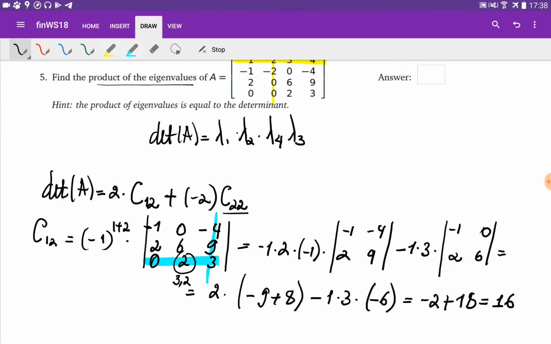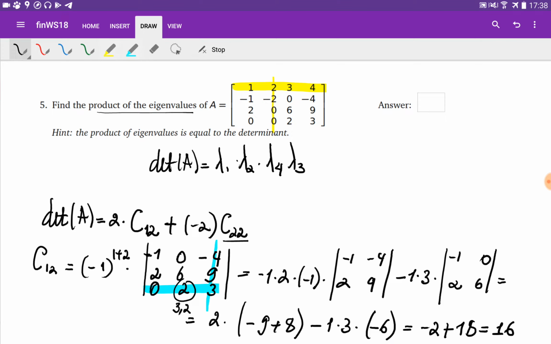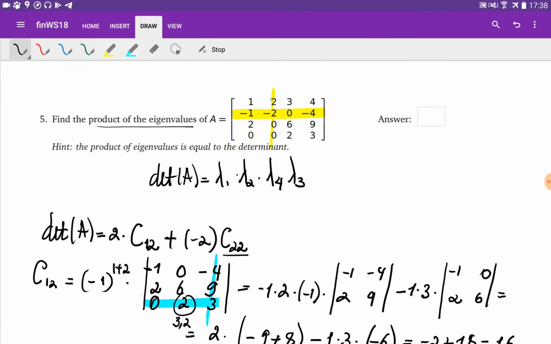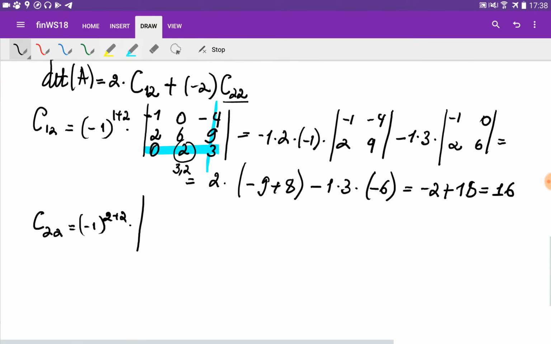The cofactor Ctt is obtained by eliminating the row and the column where this minus t is located. So Ctt is minus 1 to the power of 2 plus t multiplied by the determinant of the matrix obtained by eliminating the second row and the second column. That is going to be 1, 3, 4, 2, 6, 9, 0, 2, 3.